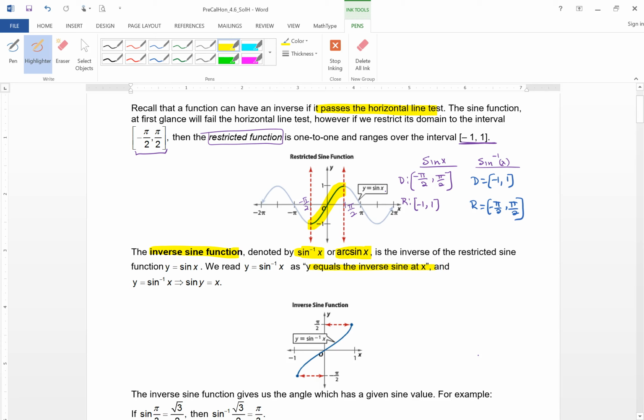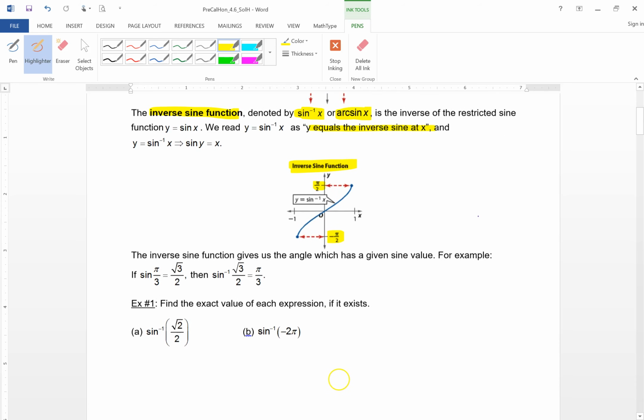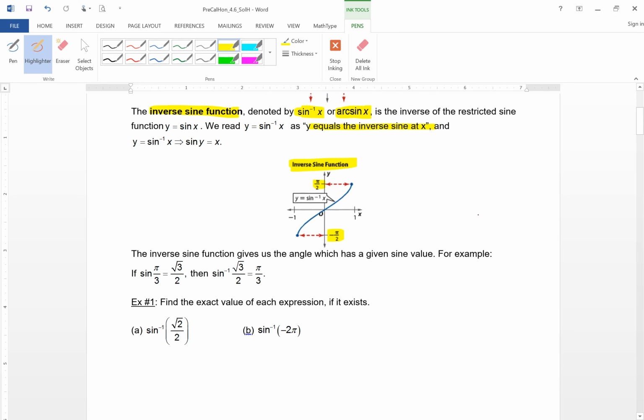So now, if I take the sine function and I invert it, this is what I have. This is the inverse sine function. It goes from a range of negative pi over 2 to pi over 2, and the domain is reversed. Okay, so what does all this mean? At the end of the day, what does all this mean?